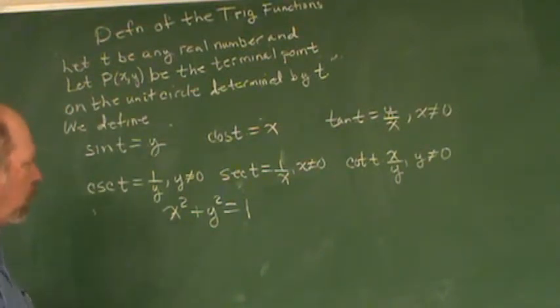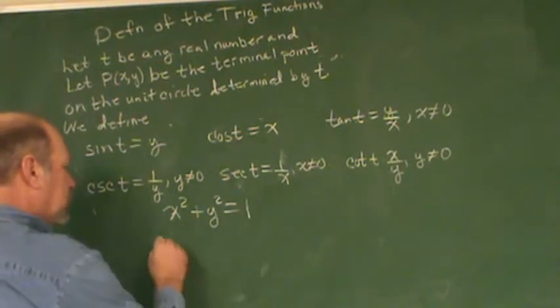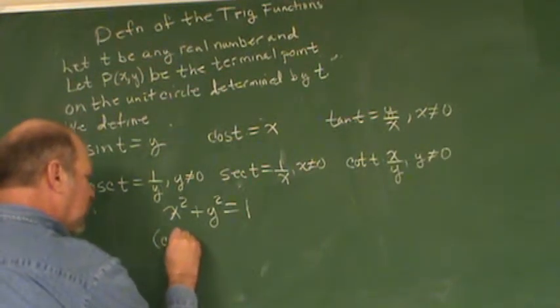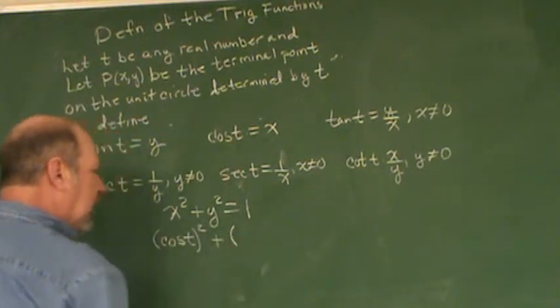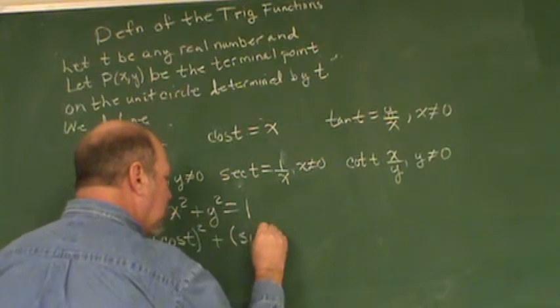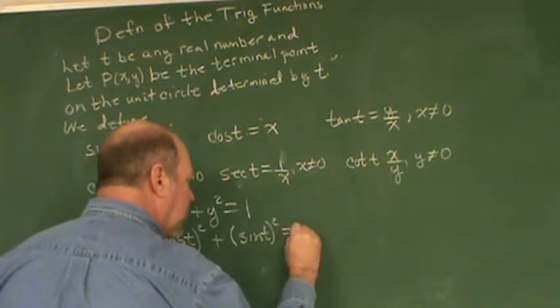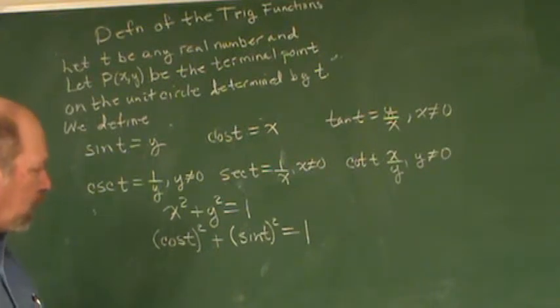Now, remember, the cosine of t, we're saying it's x, and the sine of t is y. So we can say that the cosine of t squared plus the sine of t squared has to be equal to 1. This is what's called the Pythagorean identity, and a lot of identities come out of this.